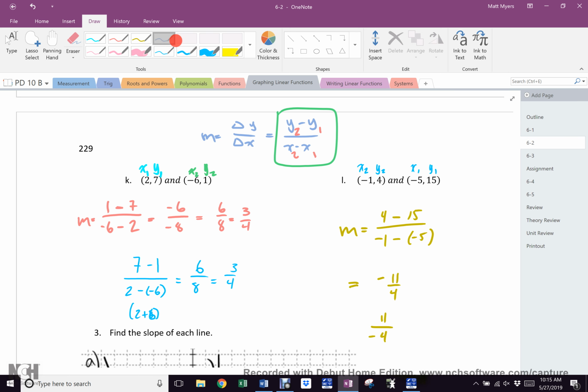Yes. And I could also write it as negative 11/4 with the negative right in the middle. Everybody cool? Those are all the same. Good? All right.